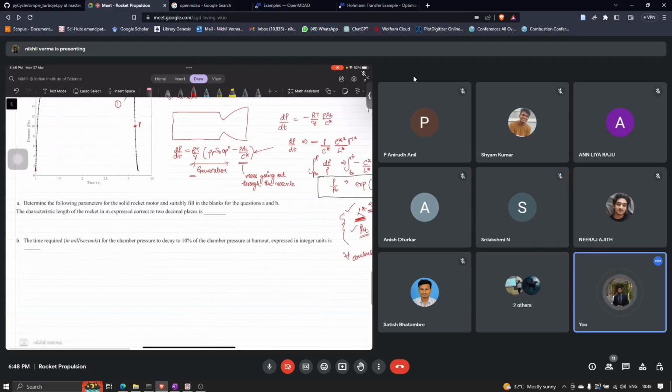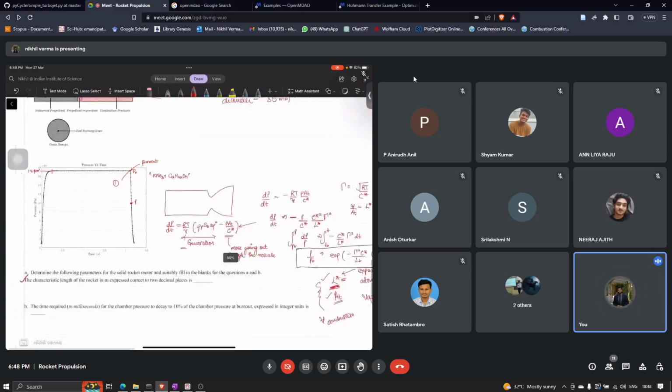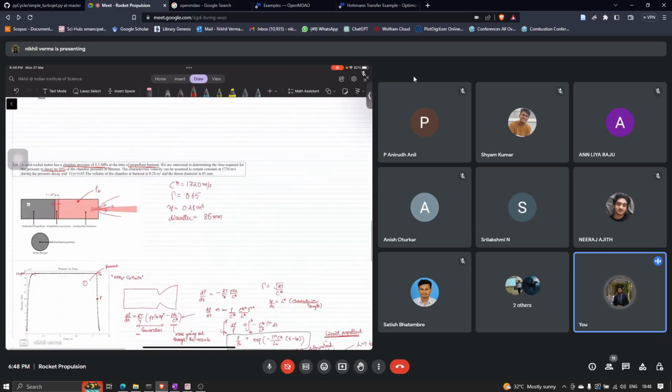So coming on to this, let us calculate the characteristic length for this rocket. So this is given.